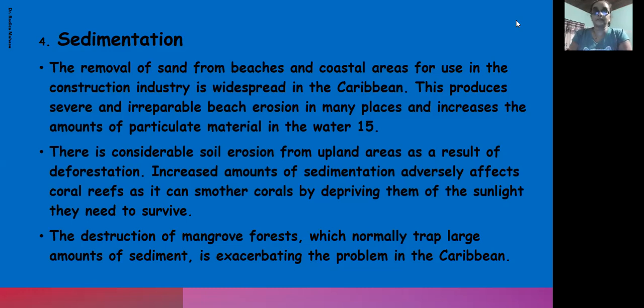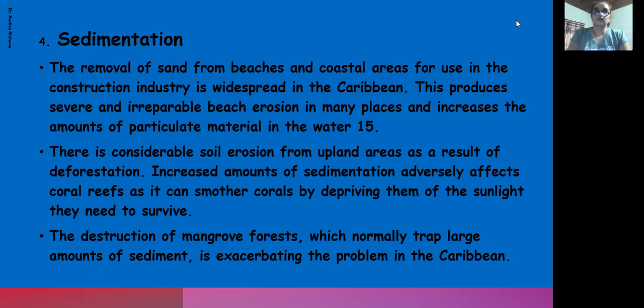What happens then is that it smothers the coral reef and it deprives them of sunlight. And if you remember in the beginning, I showed you a slide with all the things that corals need to survive. And sunlight is one of the things that coral need to survive. So when you have sediment settling on the corals, the sunlight is not going to hit these corals directly, and it makes it difficult for them to survive.